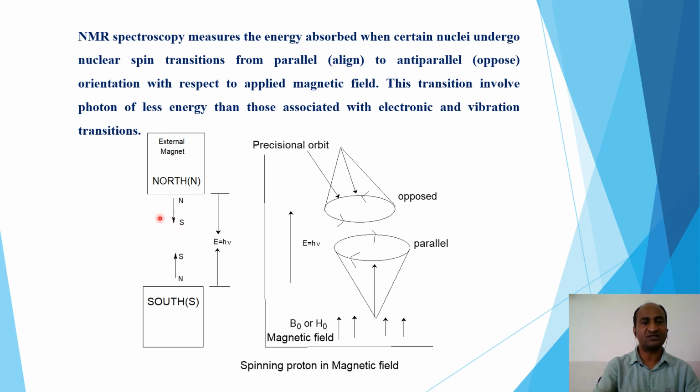Once the radio frequency is cut off, it will return back to its ground state and it will have this position. So this difference is measured in the NMR, and every proton has a different precessional frequency depending on its nature, its surroundings, its neighboring protons or neighboring atoms with an electronegative group. So this is what the basic principle is.